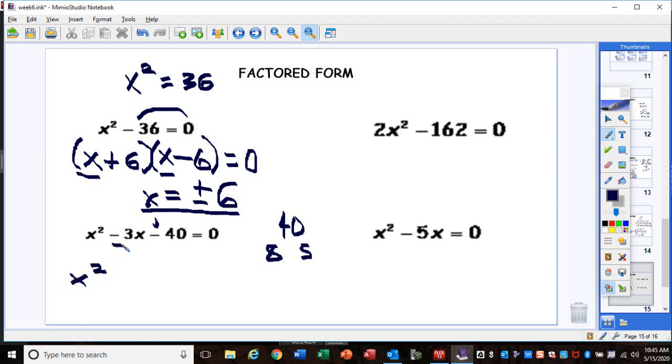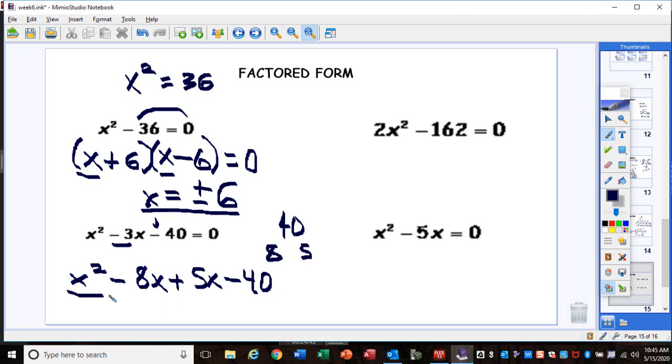We want a negative 3. See, this is why factoring is so vital. It always comes back into play. We want a negative 3. So we're going to go negative 8x plus 5x. See, that gives you the negative 3. Okay, and then minus 40. None of this is hard. It just takes a little while.